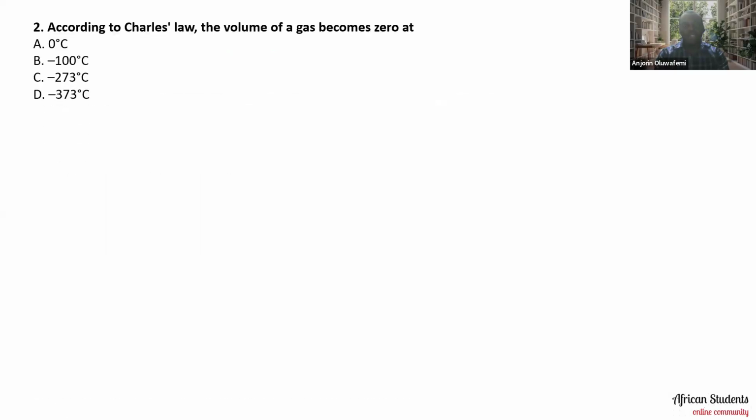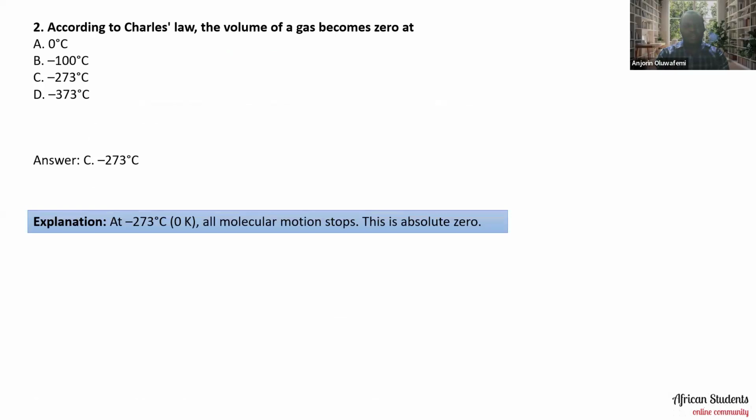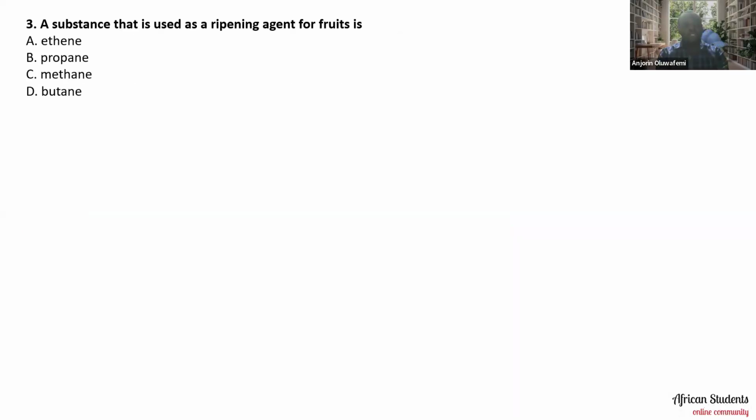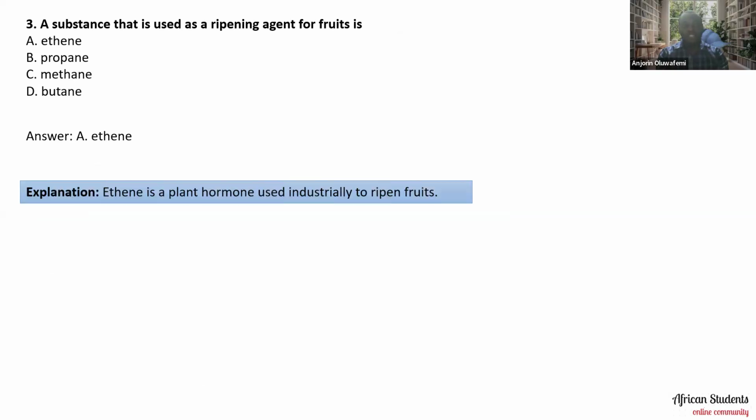And then this one says, according to Charles' law, the volume of a gas becomes zero at minus 273. This should be the answer to this one. That's C. All molecular motion stops, this is absolute zero, and it's 0 Kelvin, so to speak. This one says a substance that is used as a ripening agent for fruits is it ethane, propane, methane, or butane? The answer is ethane, and the reason is because ethene is a plant hormone used industrially to ripen fruits.